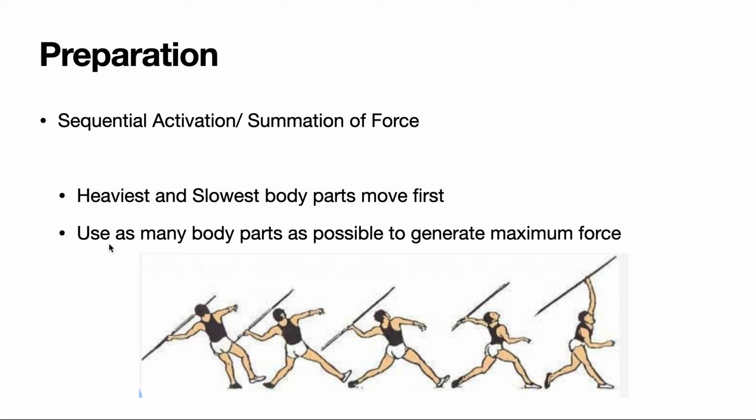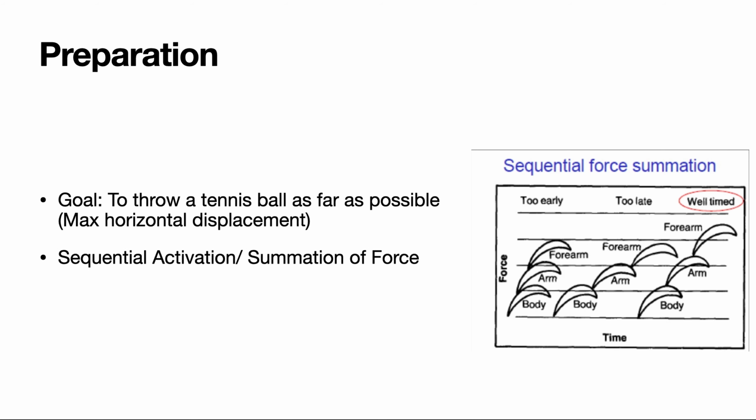And the second part is we need to use as many body parts as possible to generate maximum force. That sounds super intuitive, but that's usually not achieved in the first throw. So you need to make sure they give their all-out effort, and the preparatory phase will help them generate force from all their body parts. And also for sequential activation, not just the sequence, but the timing is also important.